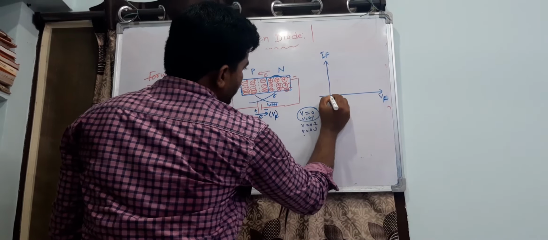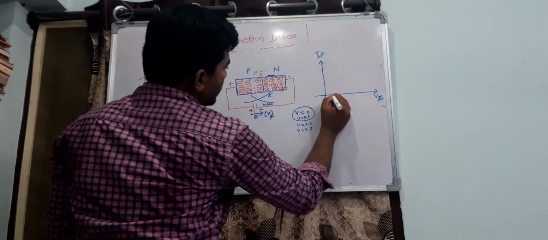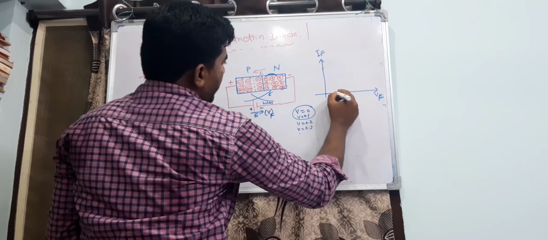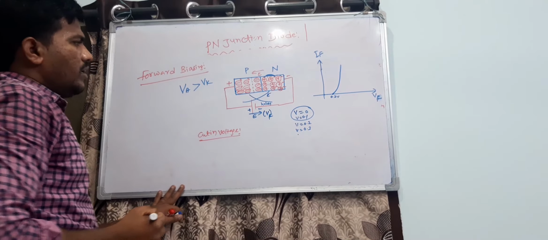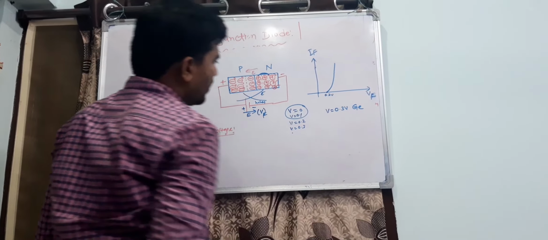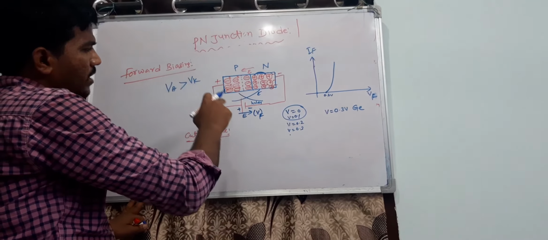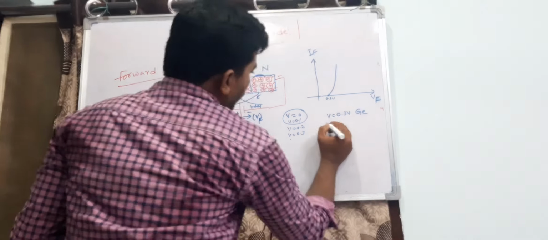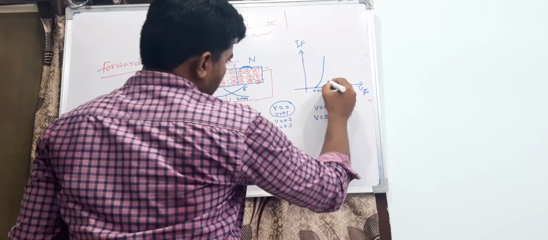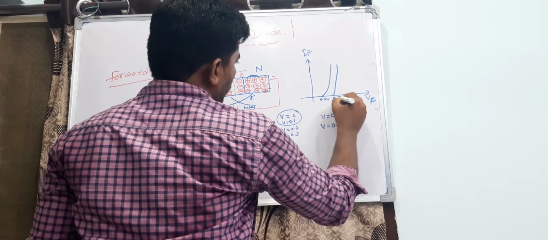So at 0 voltage, no current flows through the diode. At 0.1, no current. 0.2, 0.3. At this voltage, what happens? At 0.3 volts, maximum current flows through the diode. This is for V equals 0.3 volts for germanium. If I consider this PN junction as silicon, as I considered from the start, then V equals 0.7 volts for silicon. So after 0.7 volts only, the current will flow through the diode.